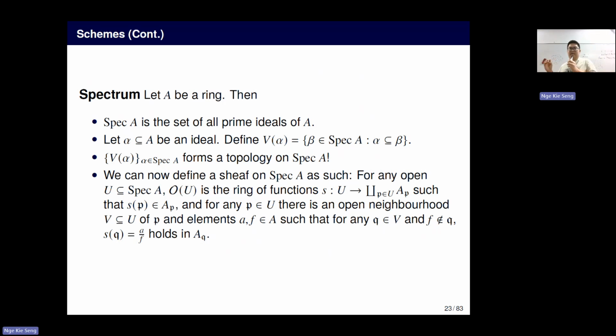And not only that, it should satisfy a local property. That is, for any P in U, there is an open neighborhood V of P, and there are also elements a and f in A, such that if Q is in V and f is not in Q, then s_Q equals a over f. It does hold in A_Q.